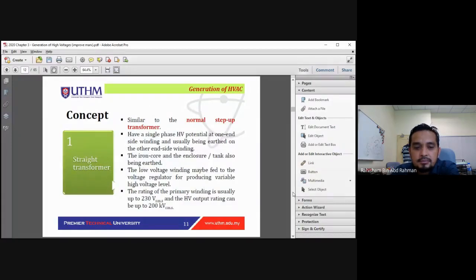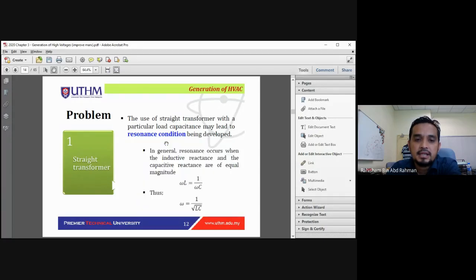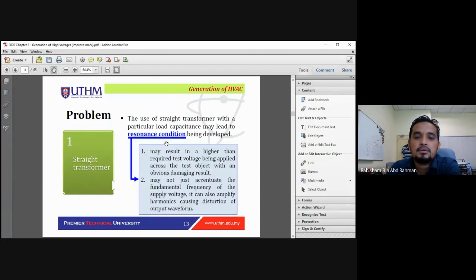Okay, the single straight transformer is straightforward, and then we go straight away and experience a problem known as resonance. Despite the problem of the resonance, we need to know the advantage or the use of resonance that will bring benefits to the HVAC. For example, even though it causes a resonance effect, this effect can be used for other purposes that we'll discuss later.